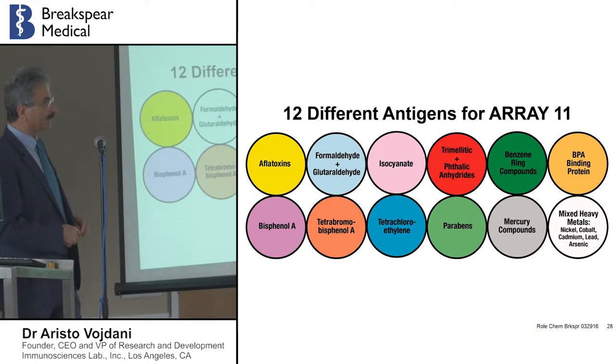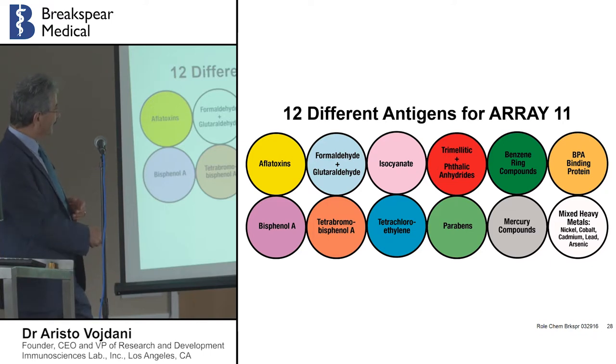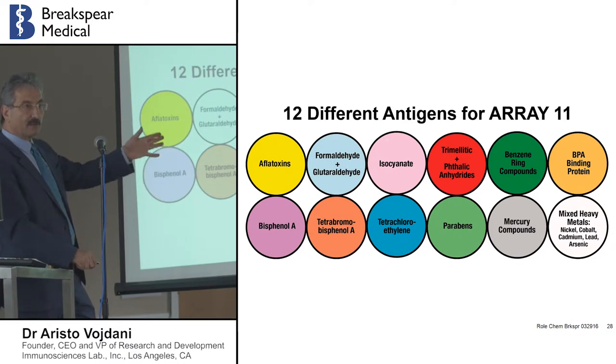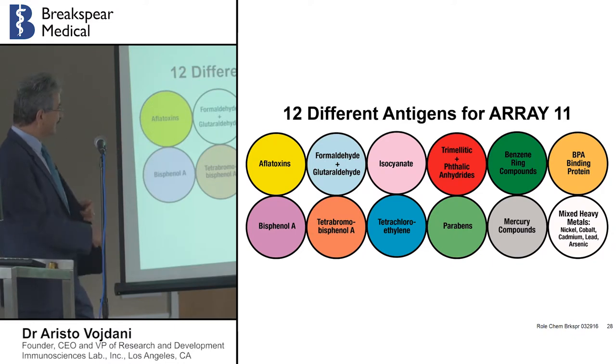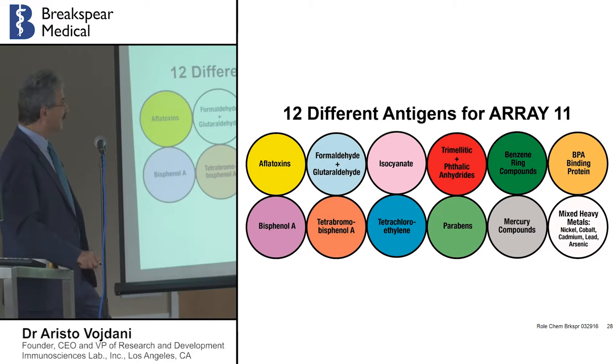So the chemicals that we tested were aflatoxin, which is in almost every single food, including grains; formaldehyde; glutaraldehyde, used as a plasticizer, not just for pathologists; isocyanate, also used in paint and as a plasticizer; phthalic anhydride and trimellitic anhydride, also as plasticizers, and many, many other sources; benzene ring, bisphenol A, bisphenol A binding protein. There is a protein in the brain that bisphenol A can covalently bind to. It's an enzyme, inducing antibody production against our own brain tissue.